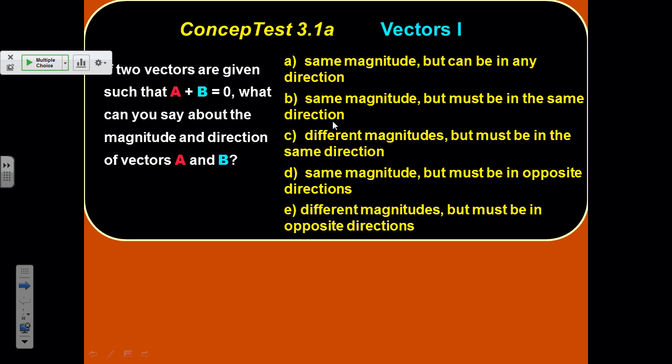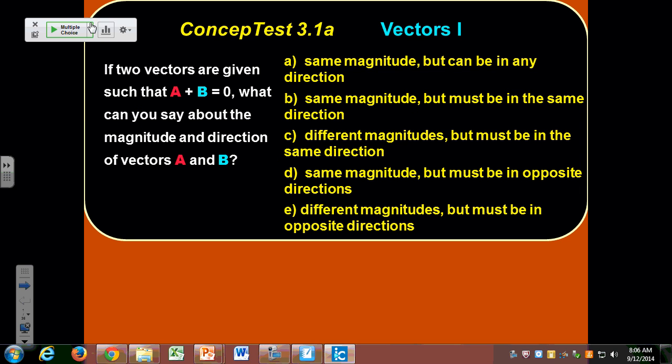Alright, two vectors are given such that A plus B equals 0. What can you say about the magnitude of the vectors A and B? So when I write it like this, simple with 2 arrows in PowerPoint, this means the vector sum of A plus B. So the vector sum of A plus B equals 0. What can you say about the magnitude and direction of vectors A and B?